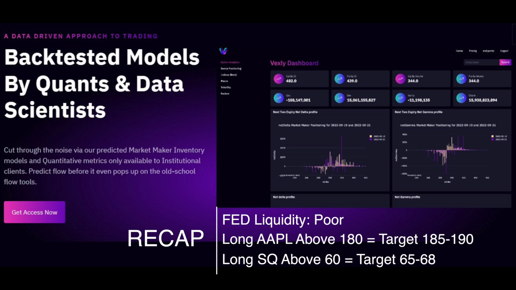To recap, we saw liquidity remain poor due to CB swaps reversing and little buying on overnight repos. For our trade ideas, we like Apple as a long. If it holds above 180, we expect it to head towards 190. Our second idea is to long Square as long as it holds above 60, which we then expect it to return to 65 to 68.